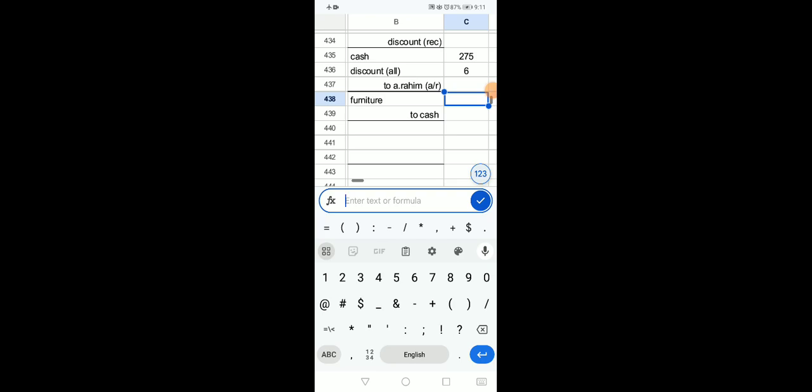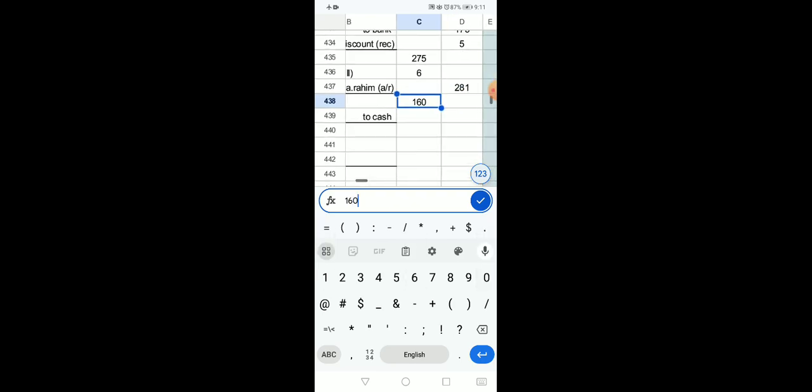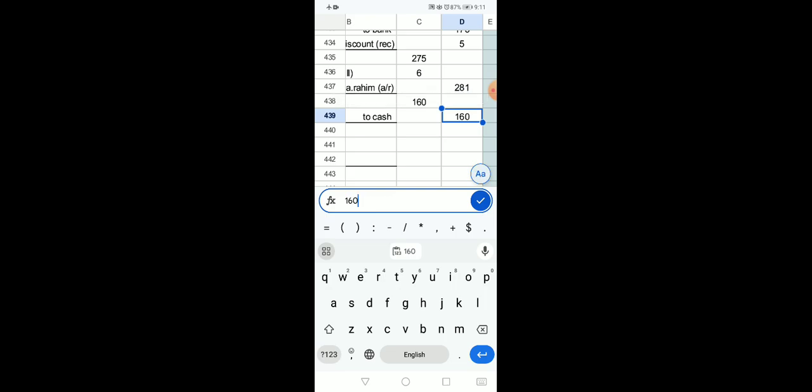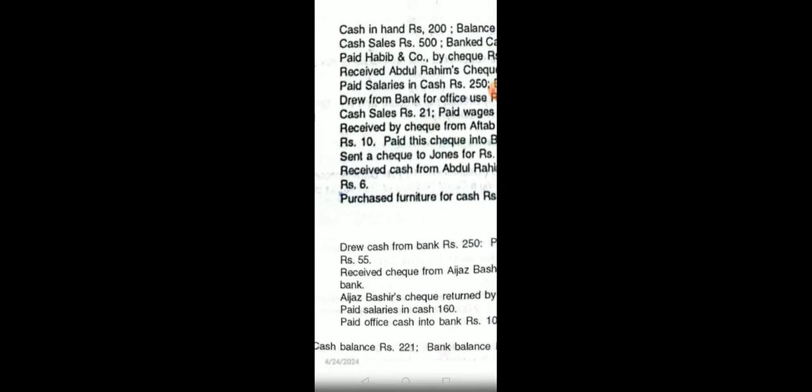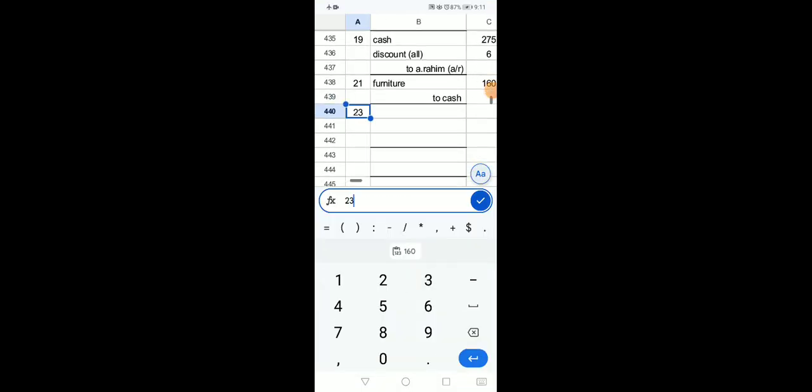So we have bought furniture worth rupees 160. So you are going to mention the amount on the debit side, and the same amount you will be putting on the credit side. This way the 21st entry is completed. Now let's see what the next entry is, October 23. Put the date first, 23, and now see what 23 is saying.